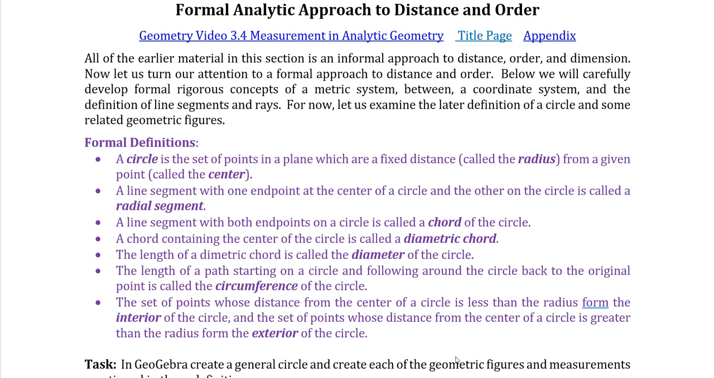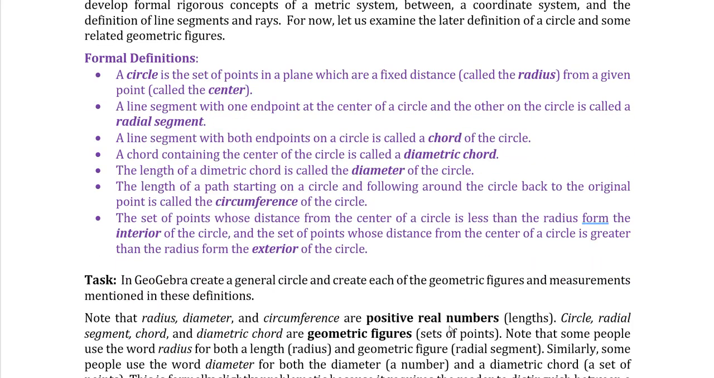Notice the circle is just the points on the circle, the ones that are actually the same distance from the center point. The circle is an example of what we're going to know as a closed plane figure. It's going to divide the plane up into three parts: the circle itself, the interior of the circle, and the exterior of the circle.